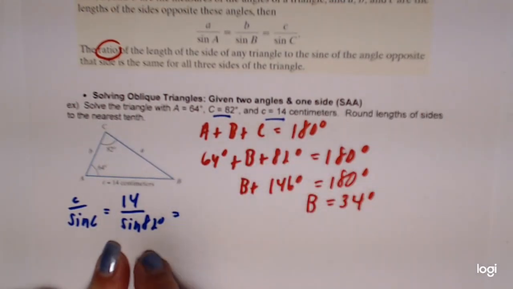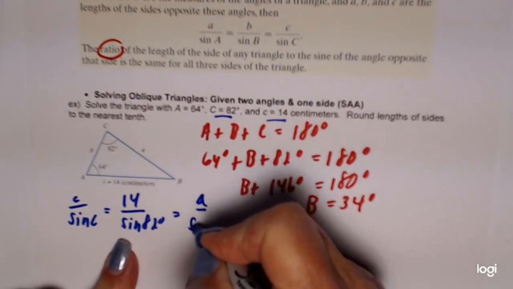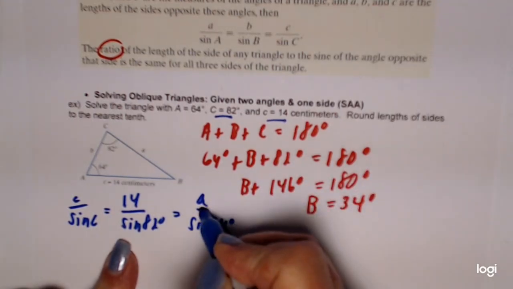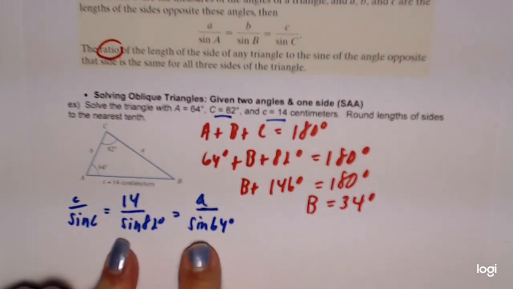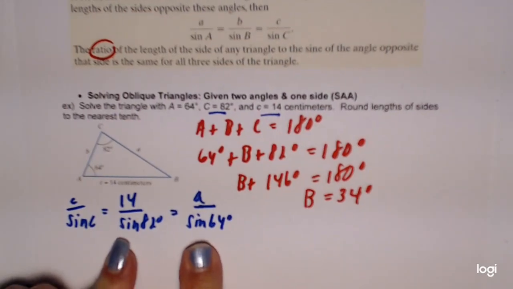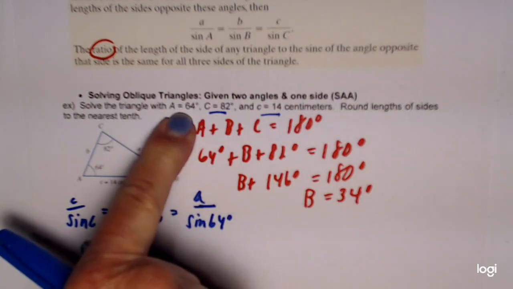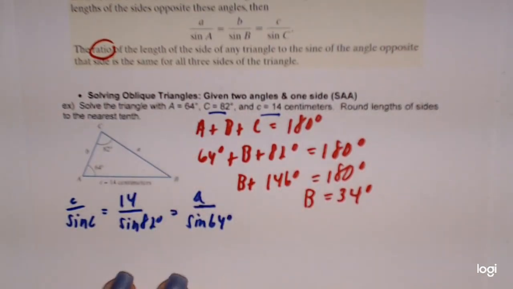So this ratio is going to be equal to the length of side A over the sine of A, which is 64 degrees. So before, when I said we could start with either, I need to clarify there. We need to start with the information that we're given. So here I'm starting with A because I was given A. I could use the B, but I'm going to start with A since that's what I was given. So here's our two ratios.